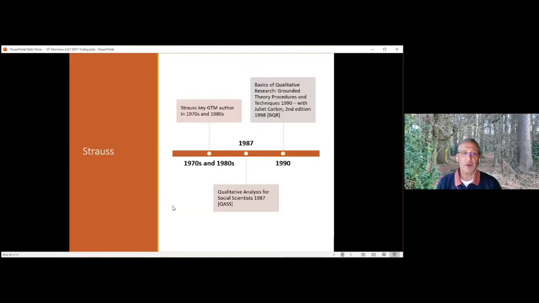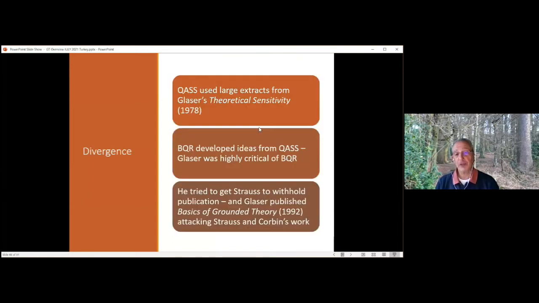Okay. So here's Strauss, who is the key figure. His work before the 60s is in Chicago. He then, in the 80s, starts teaching grounded theory in England, in America, and in Germany. And in Germany, he produces a set of notes that then becomes this book, Qualitative Analysis for Social Scientists. And then he updates this and adds in some extra work when he produces the work with Juliet Corbin. Now, interestingly enough, in his early work, Qualitative Analysis for Social Scientists, he actually takes a whole chapter from Glaser's 1978 work on theoretical sensitivity, which is Glaser's best book, in my opinion.